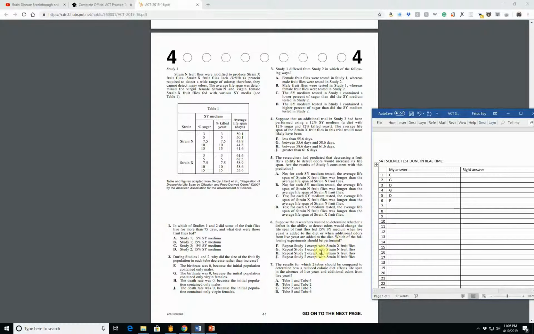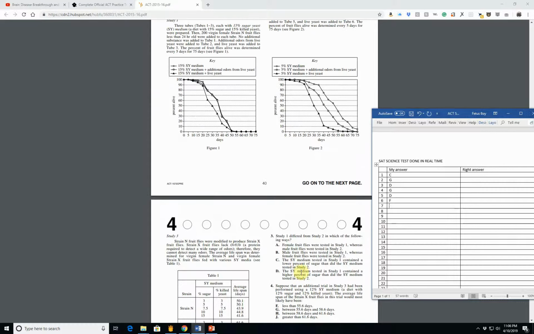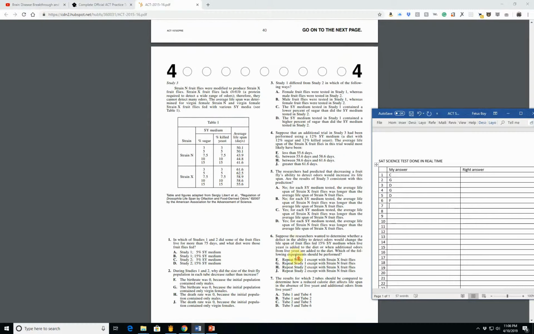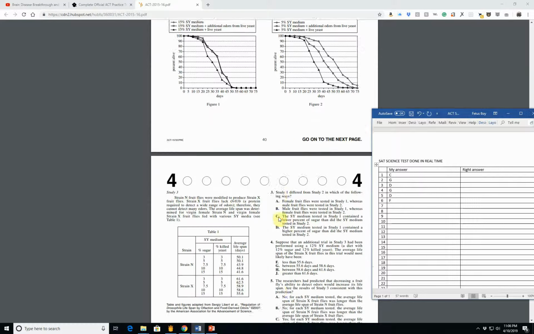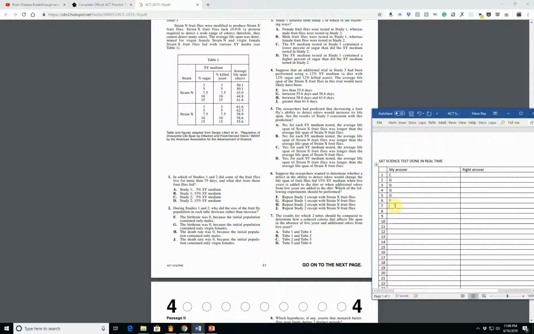Alright, 7. The results for which two tubes should be compared to determine how a reduced calorie diet affects lifespan in the absence of live yeast and additional odors from live yeast? Okay, so you just want the plain SY medium. So that would be tube 1, tube 2. So it would just be tube 1 and tube 4. Yeah, okay, cool. A.